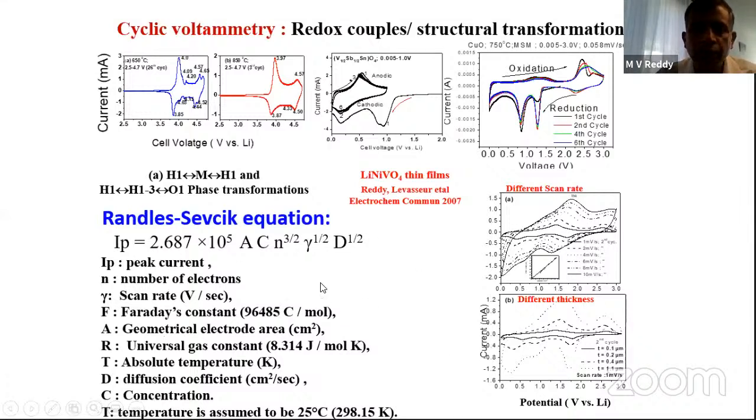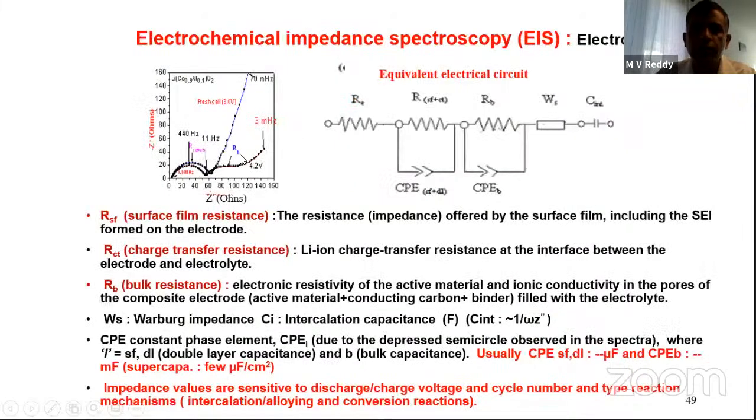So it's very important. Peak current is directly proportional to the scan rate, the area, and also the thickness of the electrodes. Higher the thickness, higher the peak current. As a layman's explanation, reversible peaks are really good for batteries, and we also try to understand the structural transformation. Impedance spectroscopy is a very well-known technique. We use this technique to understand what is happening with respect to the charge transfer, surface film, and the bulk resistance.